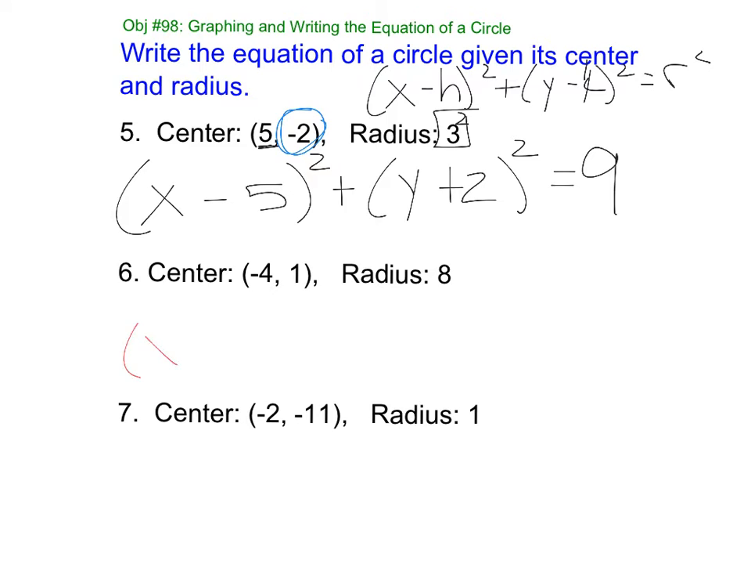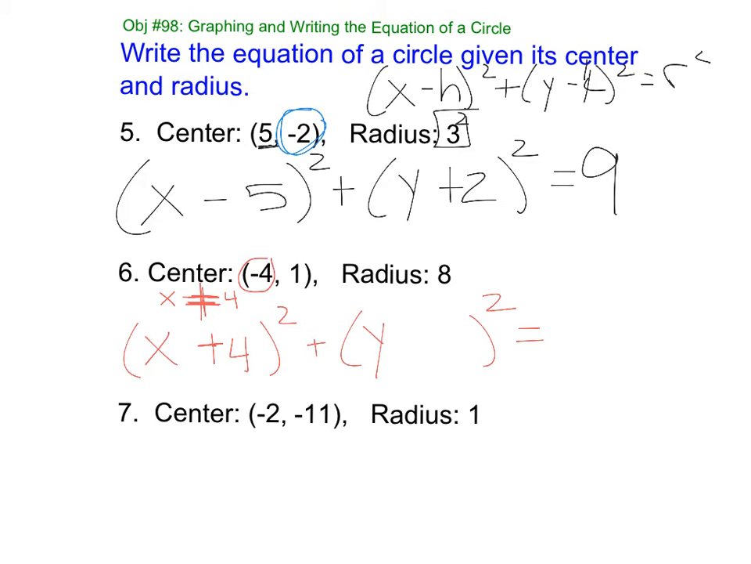So I'm going to start with x squared, y squared equals. So we're going to change the sign of my x. It's minus 4. Minus 4 becomes plus 4. Now the reason, remember, it's x minus negative 4. What happens when you have a double negative? It becomes a big plus.